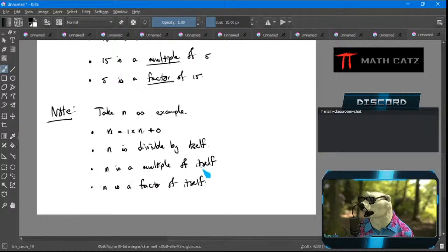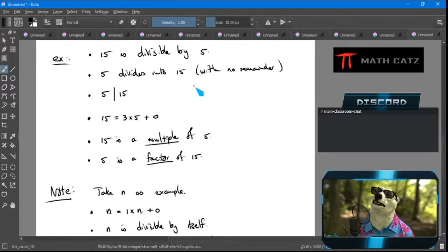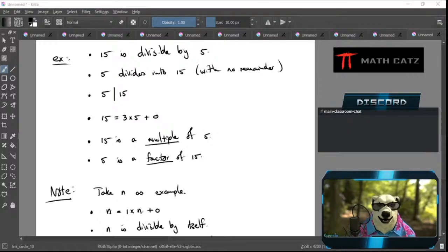So there's a little bit of an overlap. But when the numbers are different, sure, then I think of the big one being a multiple of the small one, the small one being a factor of the big one. The big one is divisible by the small one. The small one divides into the big one. But note that they don't have to be different, actually. They can be the exact same number, and these statements can still be true. All right. So that is the introduction for divisibility.